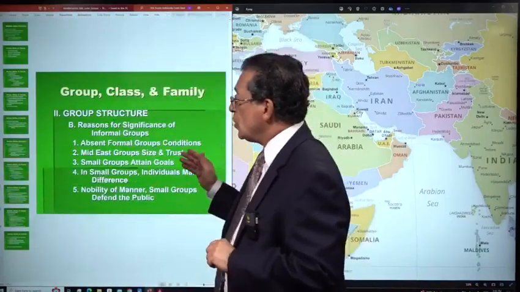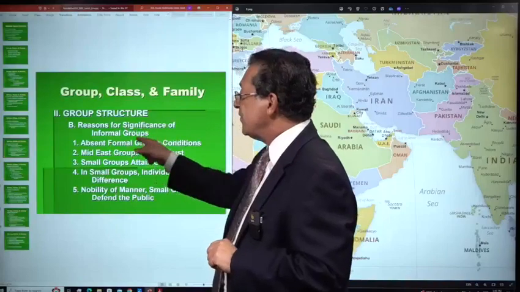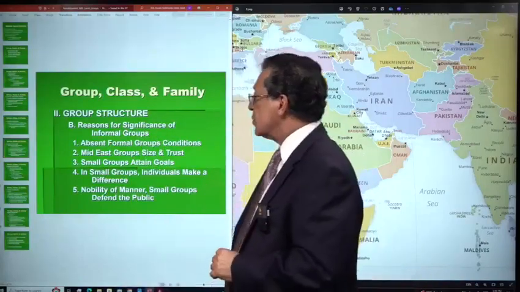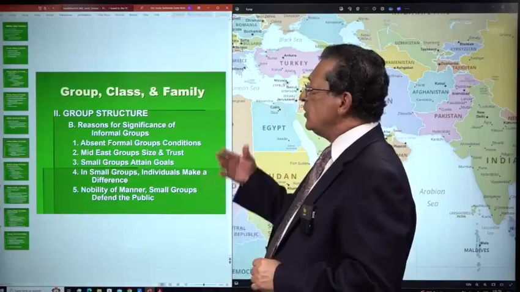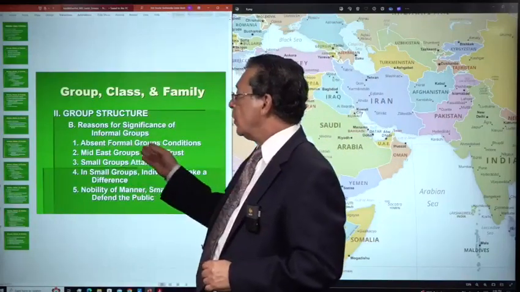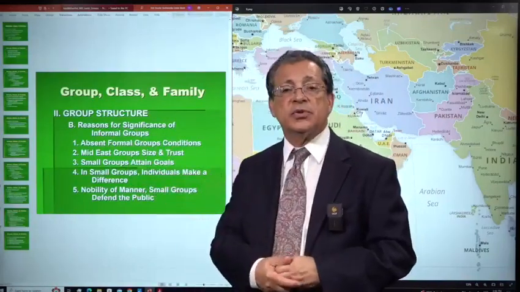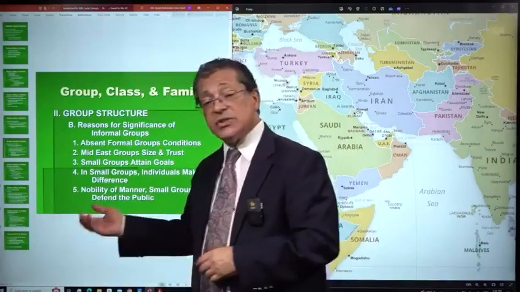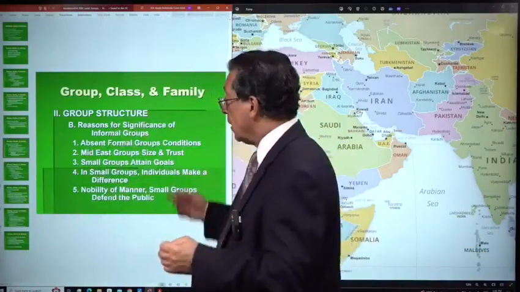Next one, group structure. What are the reasons for the significance of informal groups? See, that could make a very nice short answer. I could ask you, guys, could we mention 3 out of the 5 reasons for significance of informal groups in an exam? In exam 1, for example. I can say that. Is that right? Actually, this has been a question. All right, so here we go.